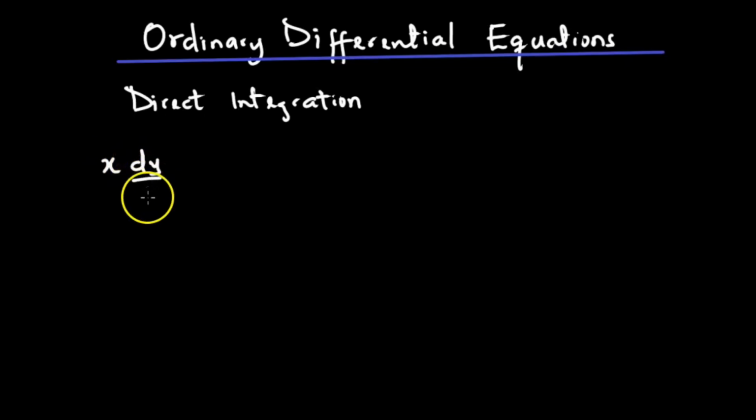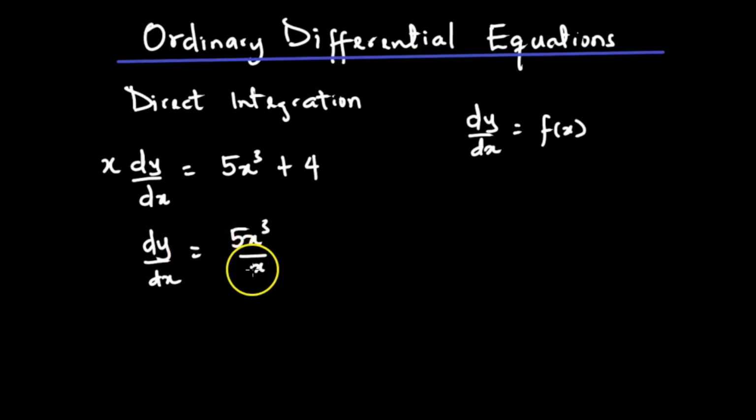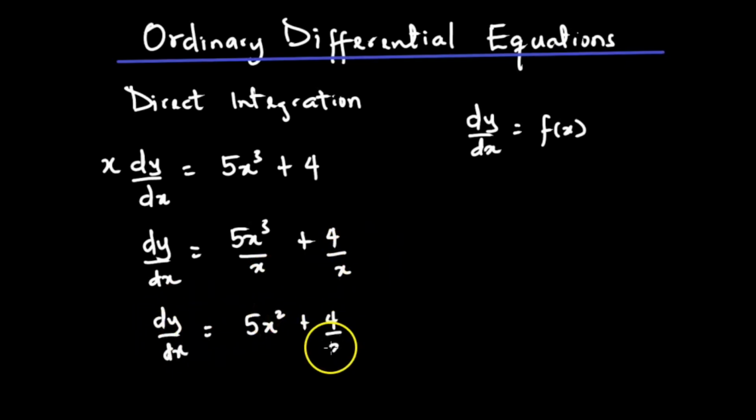x dy/dx equals 5x cubed plus 4. When you take a look at this, you can easily rearrange to have it in the form dy/dx equals f of x. So I can divide both sides by x. I'm going to have dy/dx equals 5x cubed over x plus 4 over x. So dy/dx equals 5x squared plus 4 over x.